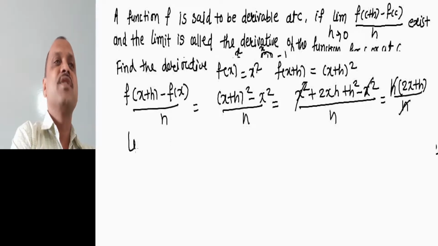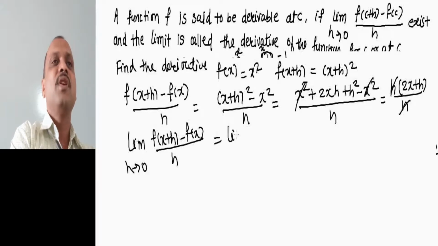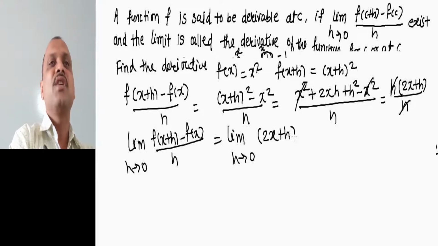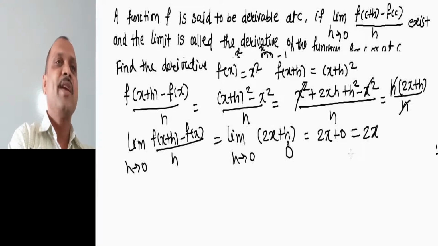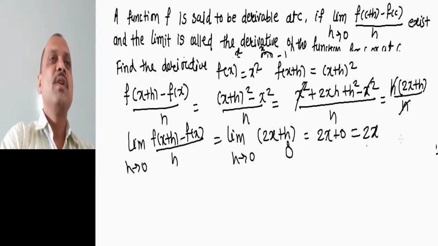Let us take the limit of f of x plus h minus f of x divided by h as h tends to 0, which equals the limit as h tends to 0 of 2x plus h. We are taking the limit h tends to 0, so this term becomes 0. Therefore, 2x plus 0, which is 2x, and hence the derivative of the function f of x equals x square is 2x. Let us see one more example. We change this function.